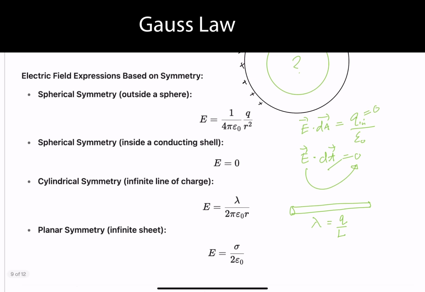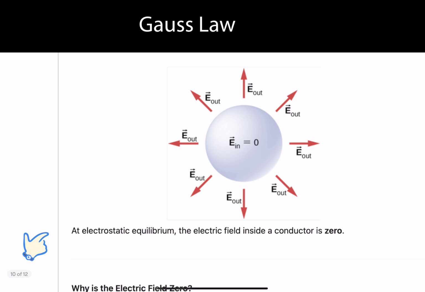And once again, for an infinite sheet, it's sigma over 2 epsilon naught. So four cases: outside a sphere, inside a sphere, for an infinite line of charge, and for an infinite sheet. Remember, it's valid only if they are infinitely long, extending. Now, this is just to illustrate again: at electrostatic equilibrium, the electric field inside a conductor is zero, but outside you have the electric field.